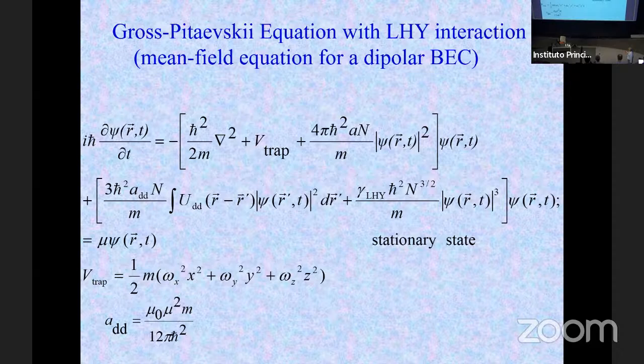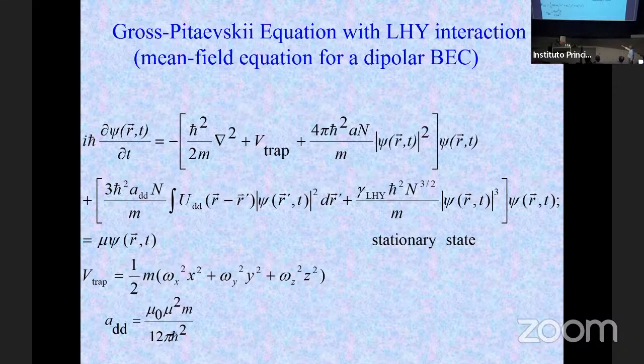So this is the Gross-Pitaevskii equation that we'll be using for the calculation. The first line is known to everybody. This is the simple equation. And the second line puts in the dipolar interaction. That interaction, U_DD, is the dipolar interaction. And this is the higher-order correction due to Lee-Huang-Yang.